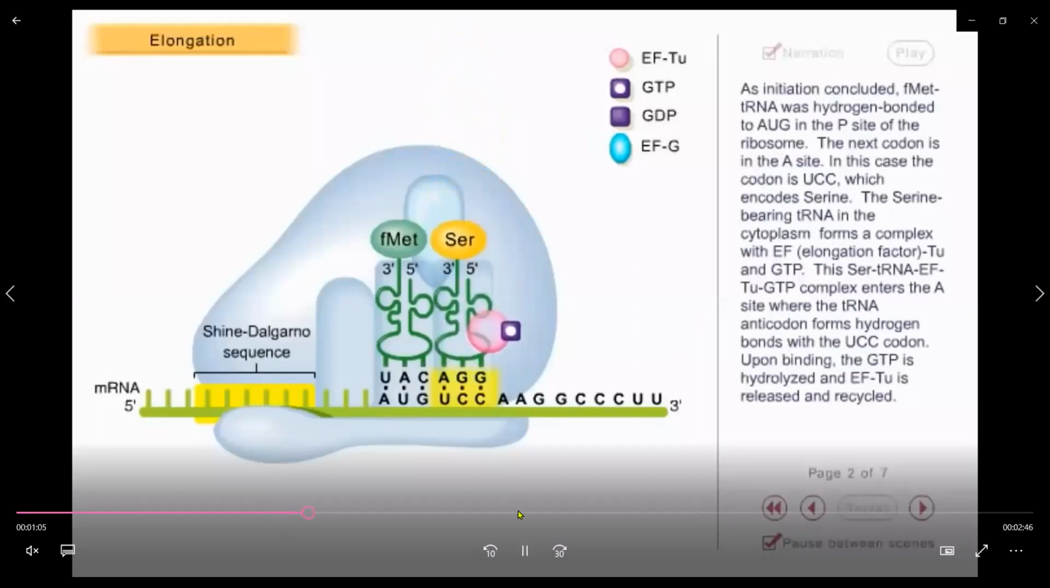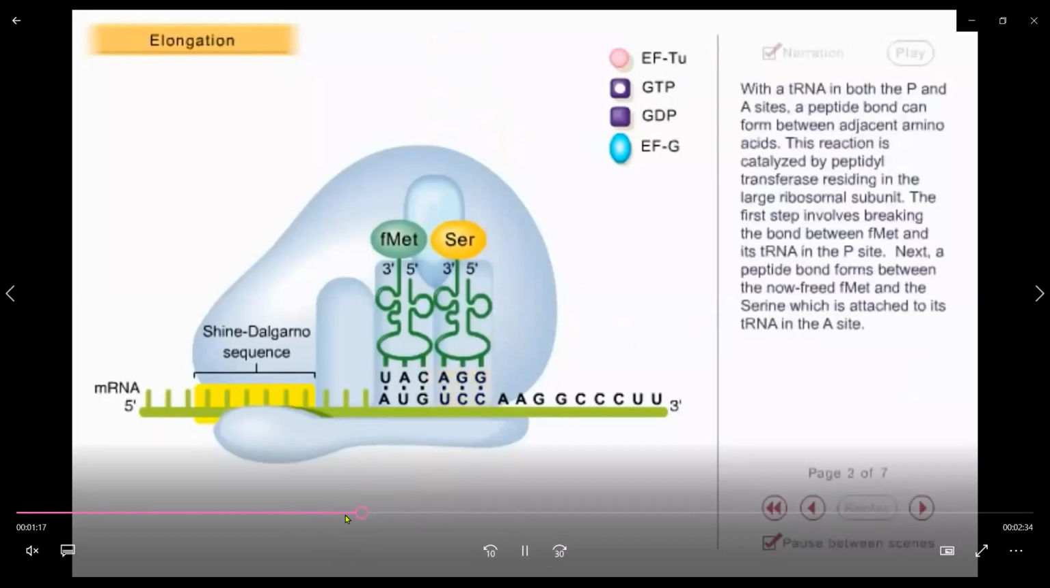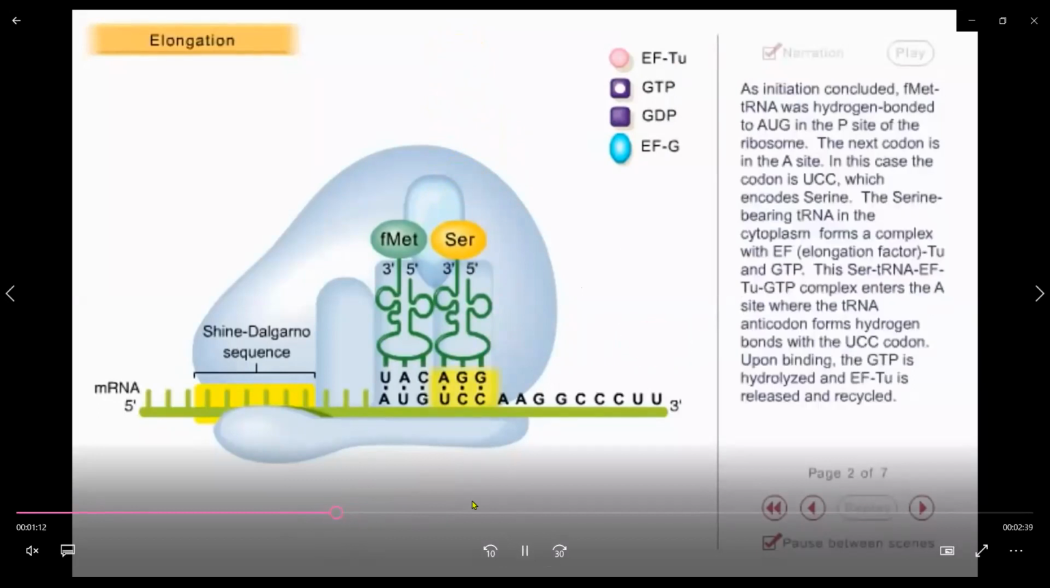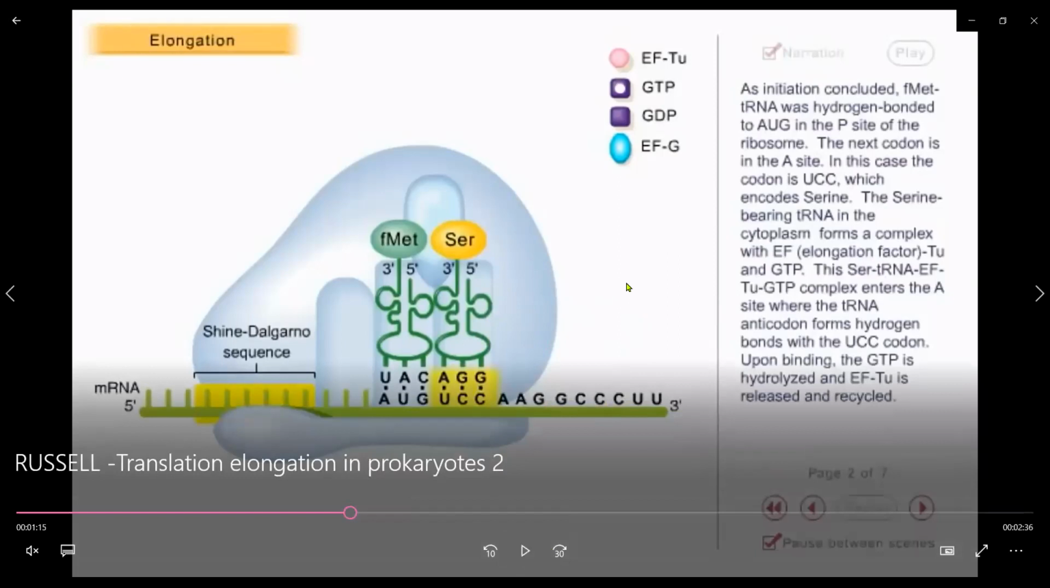And once hydrogen bonding occurs, you'll be seeing a breakdown of the GTP with the release of the EF-Tu and the GDP form. So just once more, what did we see? We saw the EF-Tu GTP bond form. Once hydrogen bond is completed, we are seeing that the GTP is breaking down and EF-Tu is released.